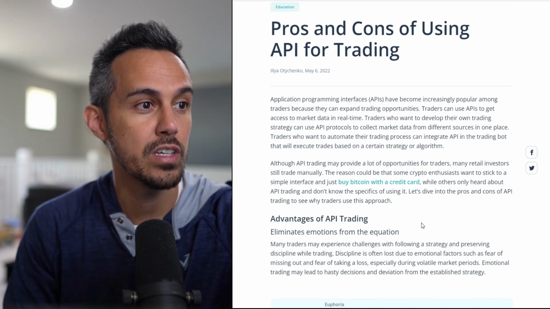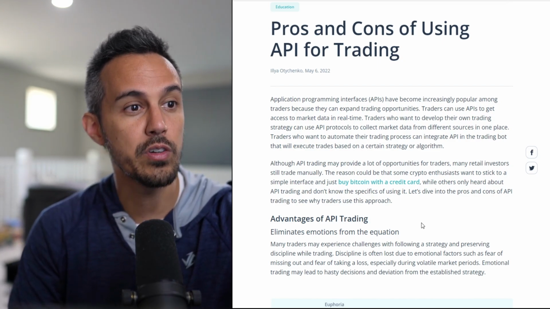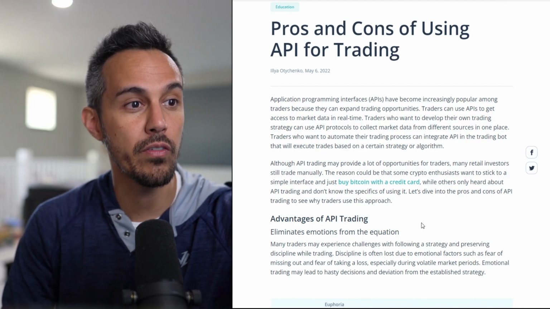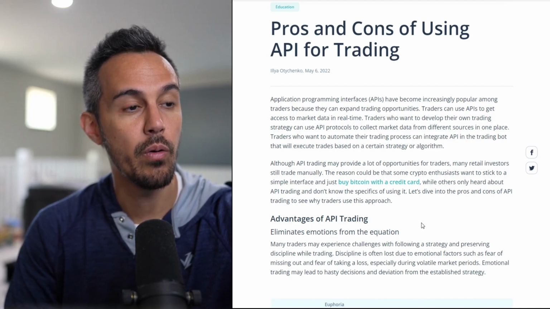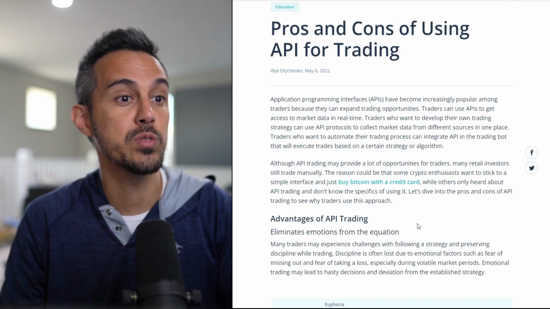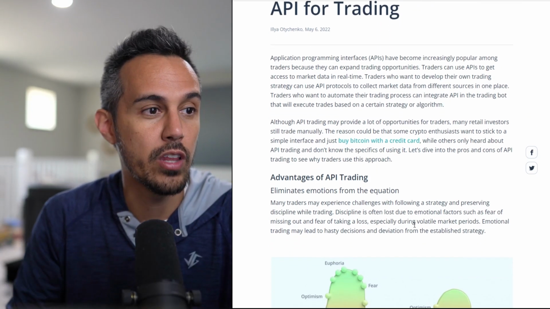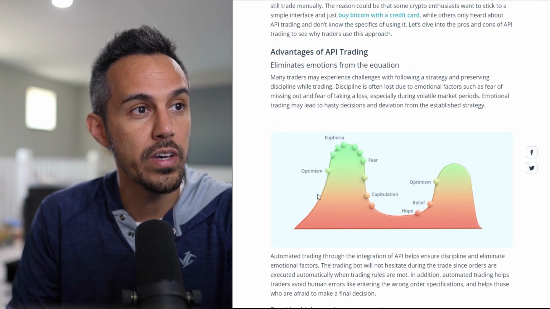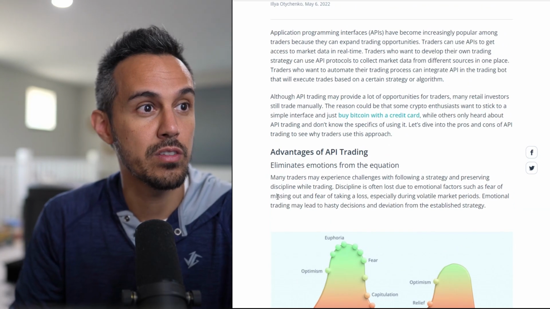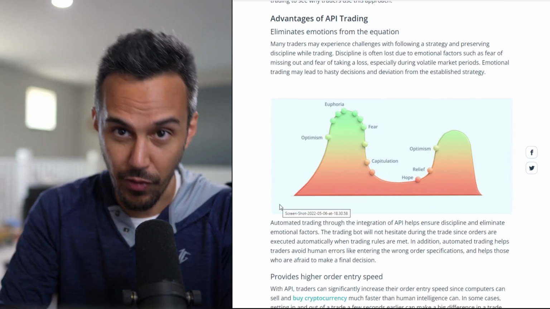Many retail investors will still trade manually. The reason could be that some crypto enthusiasts want to stick to some interface and just buy Bitcoin with a credit card, while others heard about API trading and don't know the specifics of using it. So that's why they're diving into the pros and cons of this, and we'll highlight some of this right now. So these are the advantages.